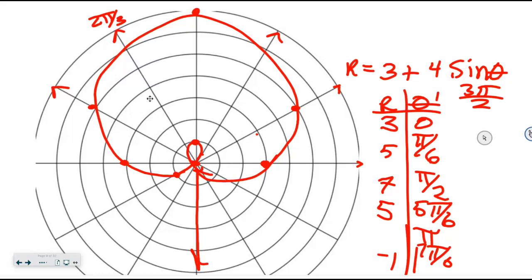Where's one with the inner loop? Ooh, number 6 would make an inner loop. If there are 2 with an inner loop, you have to decide which one. Number 6 would have x-axis symmetry for sure. Cosine limaçons have x-axis symmetry. Sine limaçons have y-axis symmetry.